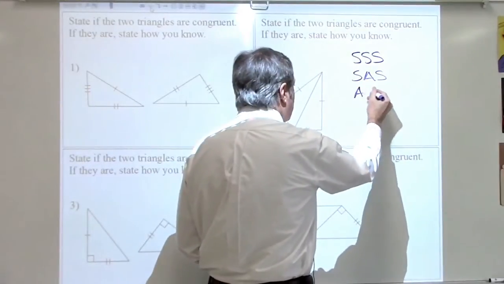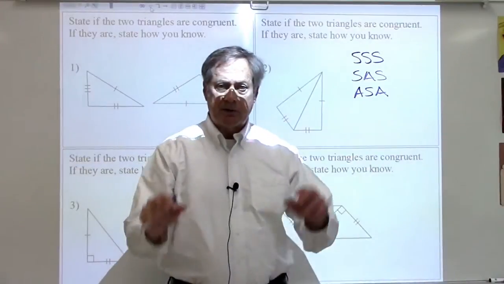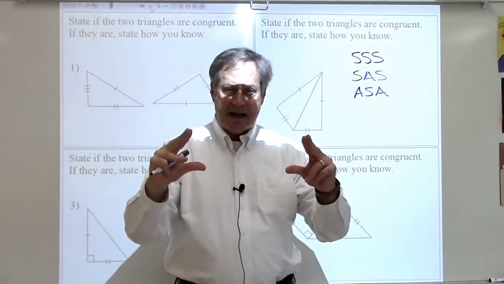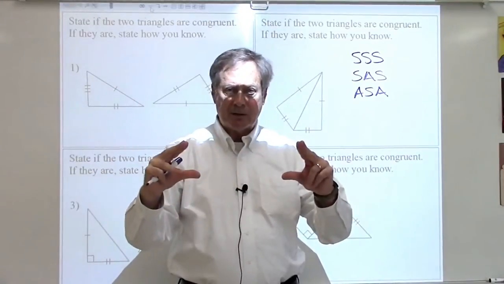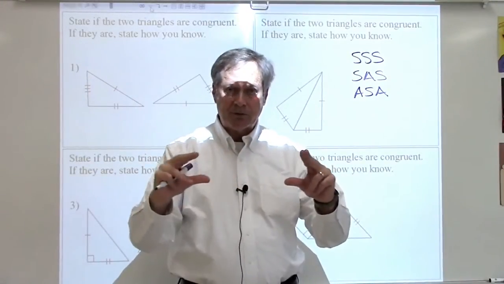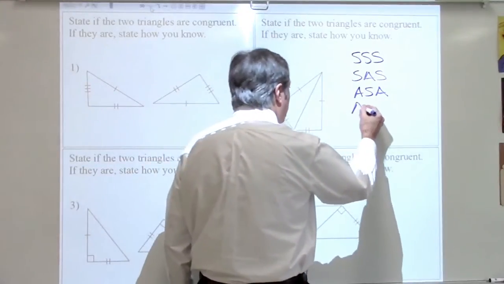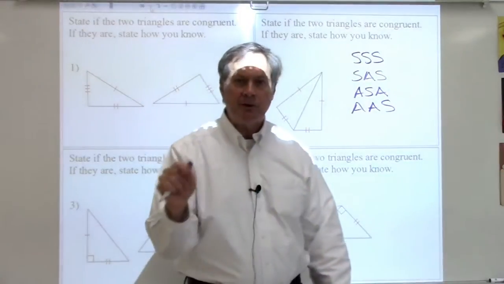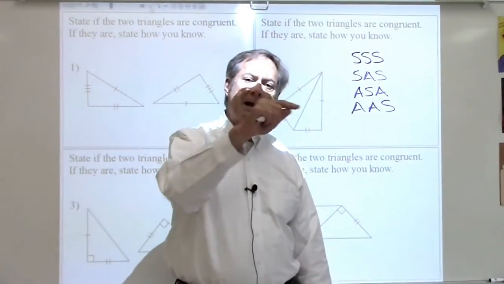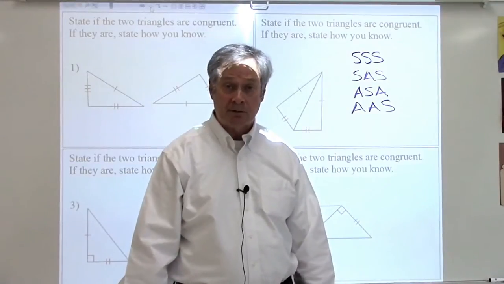You have angle, side, angle. In other words, you've got 2 congruent angles, and then the side between those 2 angles. If those are the same, the 2 triangles are congruent. And then you have angle, angle, side. If you have 2 angles and a side that's not between them that are congruent, those triangles are congruent.